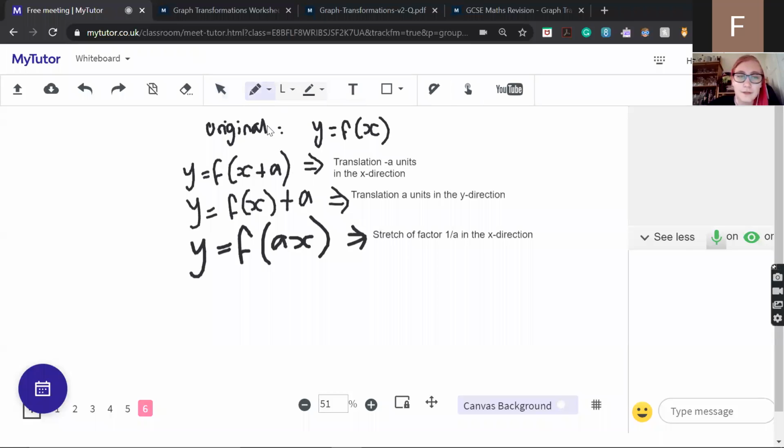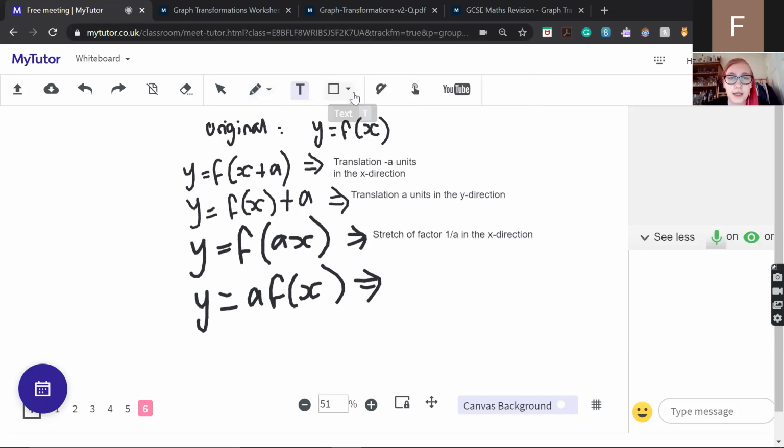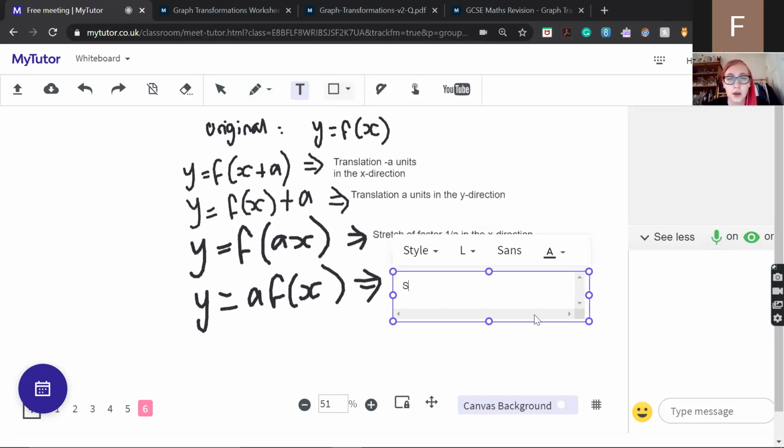Then a similar kind of thing. What if we take that a outside the function? Again, this is affecting not what we put in, but what it spits back out to us. Because it's not in the function, it affects something on the y-axis. So this is a stretch of scale factor a in the y direction.